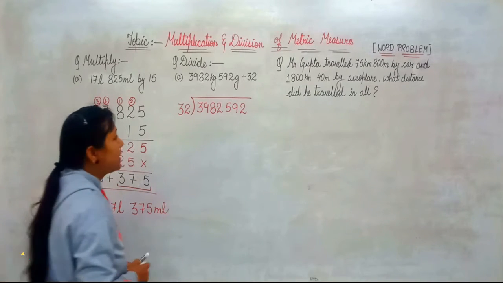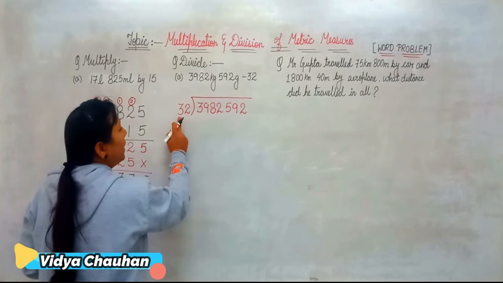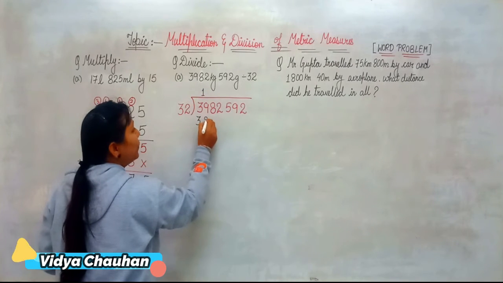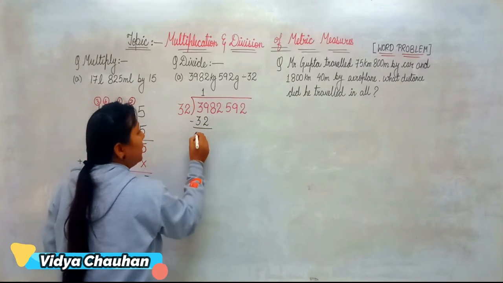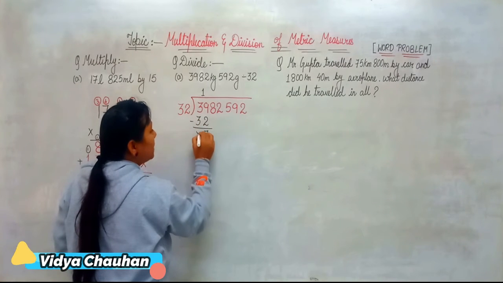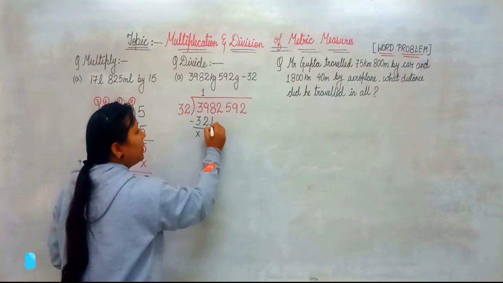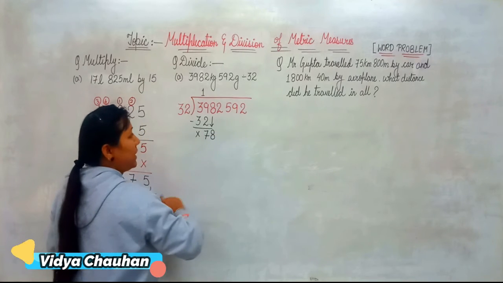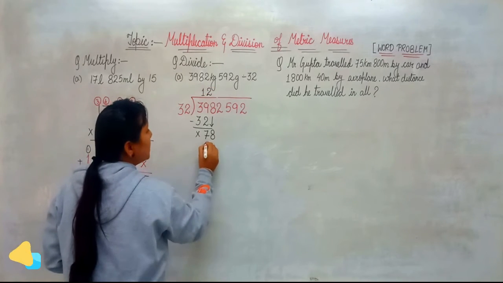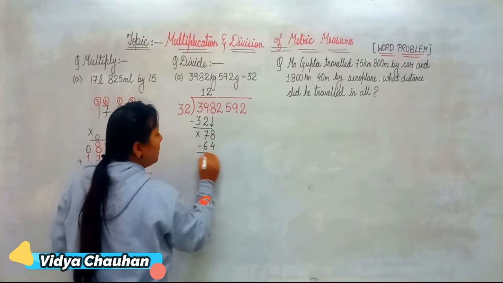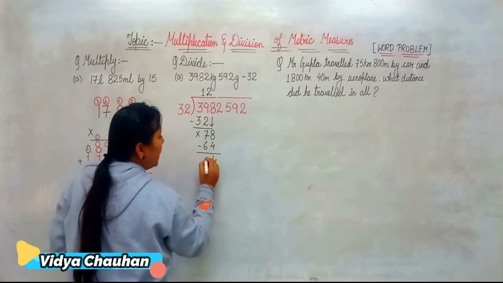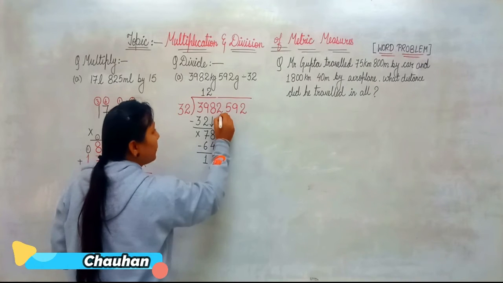Clear students? So let's start performing the division now. Now 32 ones are 32. Then subtract the value. 9 minus 2, 7. 3 minus 3, 0. Then let's bring down this 8. 32 2s are 64. Subtract the value. 8 minus 4 is 4. 7 minus 6 is 1.